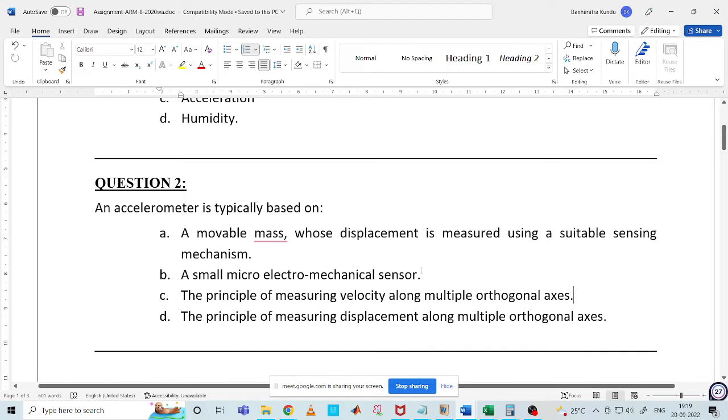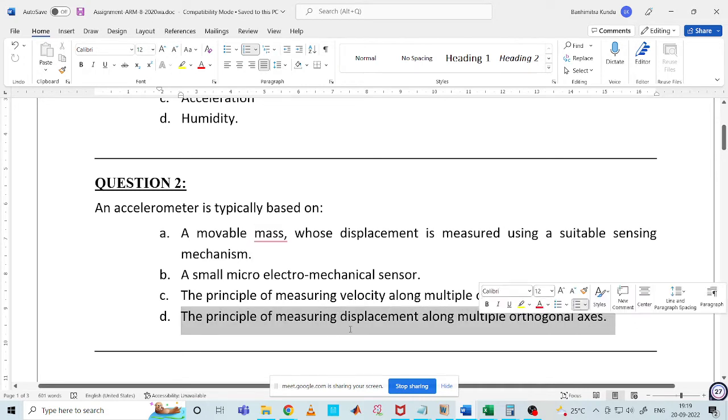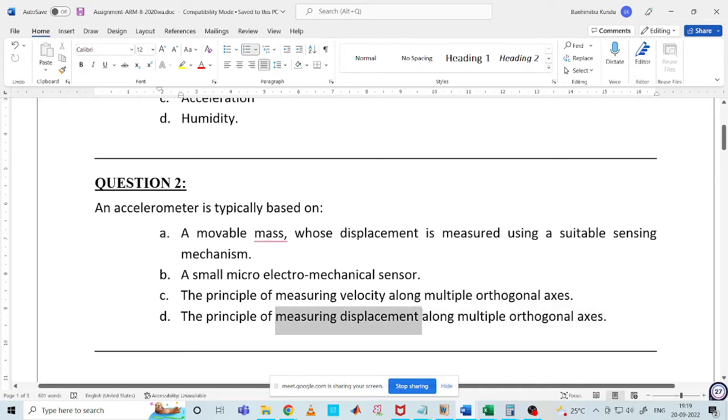Sir, but it doesn't measure displacement. Yeah, so it's only A and B. Yes. Actually, the point here is the principle of measuring displacement along multiple orthogonal axes. Yeah, true. It does not measure the displacement along multiple orthogonal axes. It measures the displacement only in one axis.